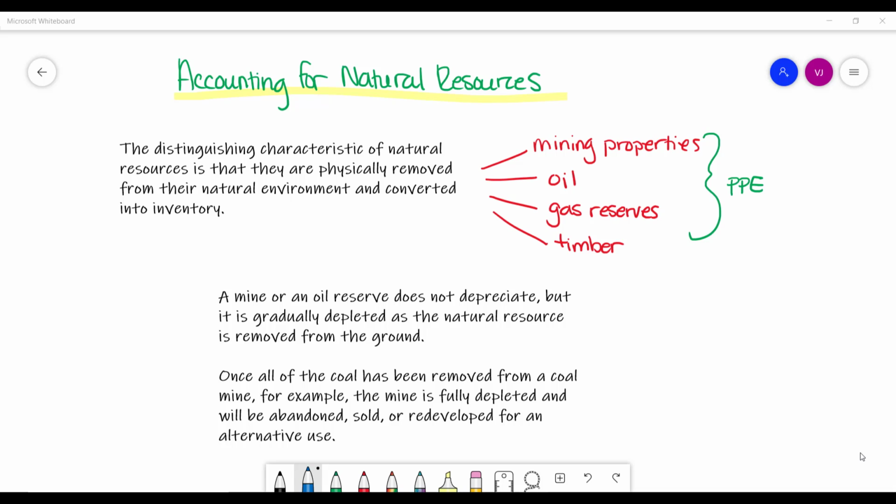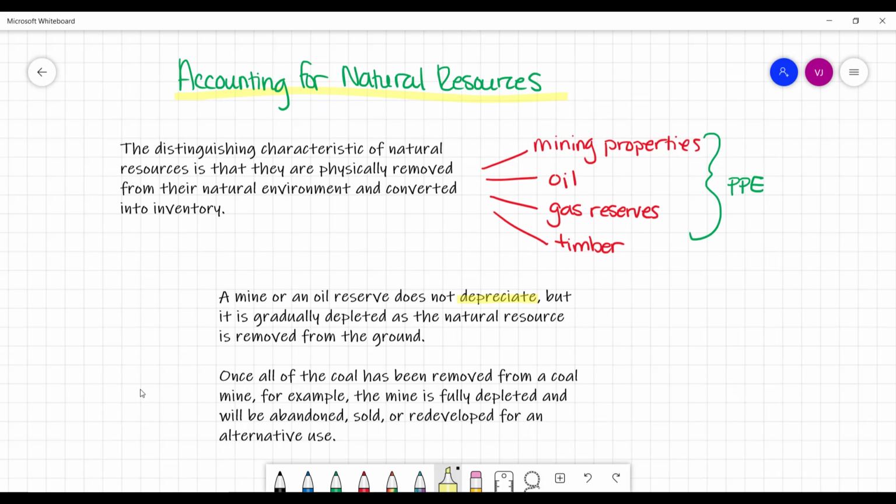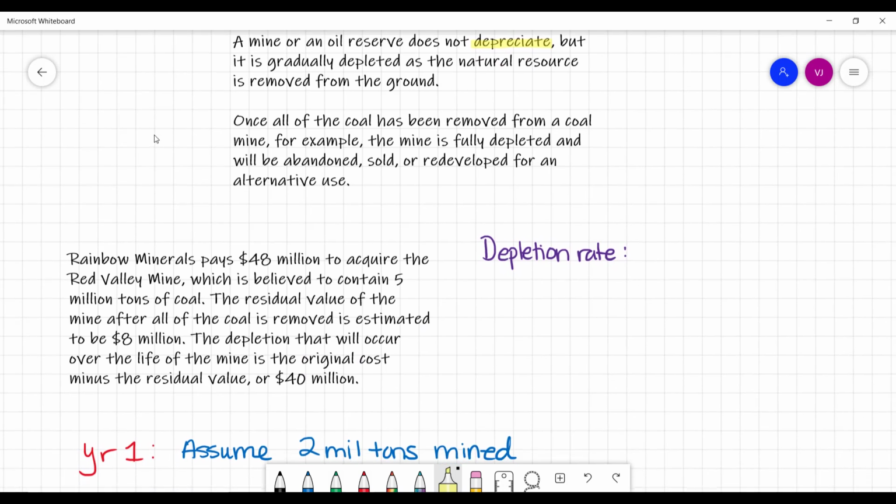Now, a mine or an oil reserve doesn't depreciate. It's important: it doesn't depreciate, but rather it's gradually depleted as that natural resource is removed from the ground. Once we remove all of the coal from a coal mine, the mine is fully depleted, and that space would be either left alone, sold, or redeveloped for another purpose. But once that coal is fully removed, the coal becomes inventory on the books that is then going to be sold. So let's look at an example here.